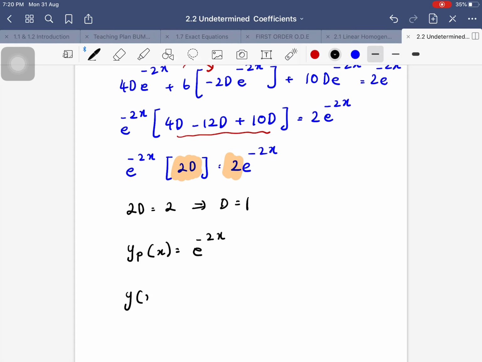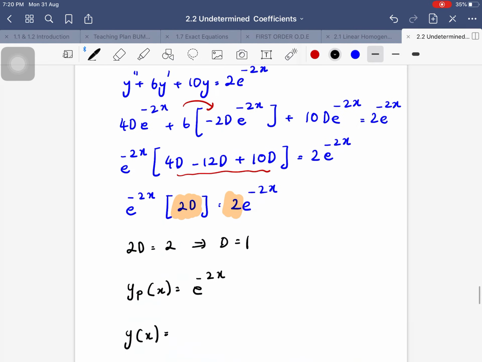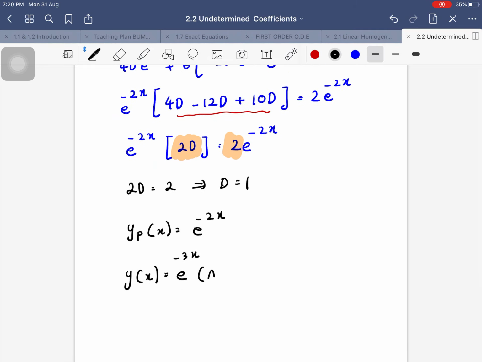And of course my y of x is going to equal exponential of negative 3x multiplied by a cos of x plus b sine of x. So combine that with the yp, which is exponential of negative 2x. Okay, and if the question asks you for a particular solution, substitute and find the values of a and b.